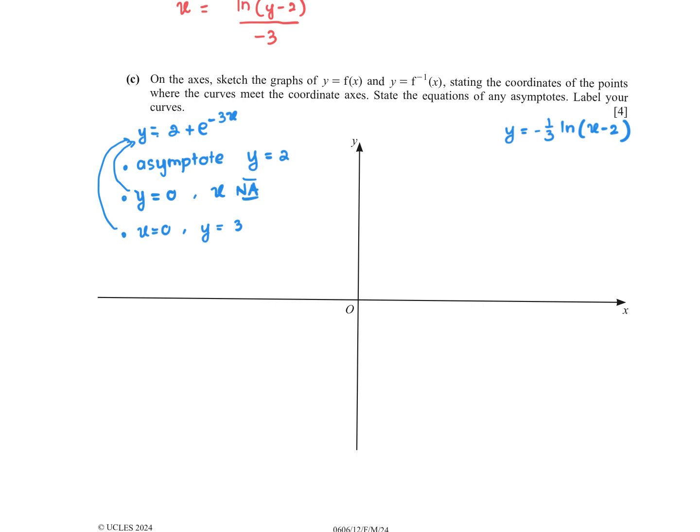Okay, so I sketch now. This is 1, this is 2, this is 3. So this is the y-intercept. And then this is the line y equals 2. I draw the horizontal line. And this is the asymptote line. I need more points to sketch my graph.